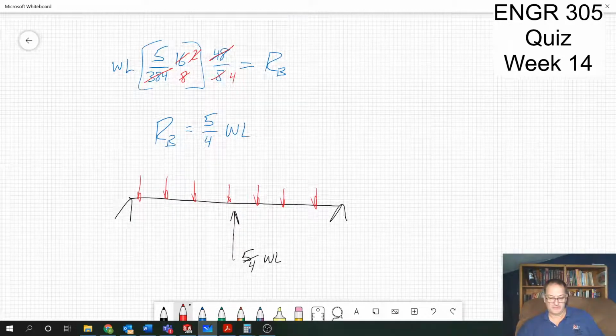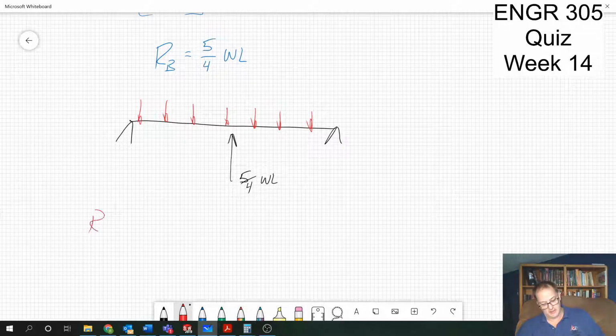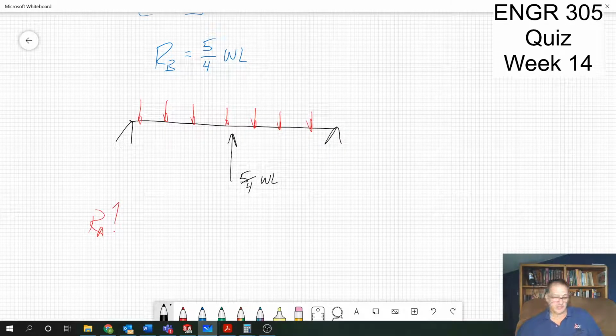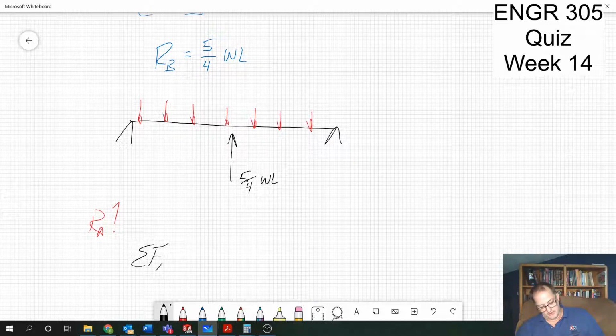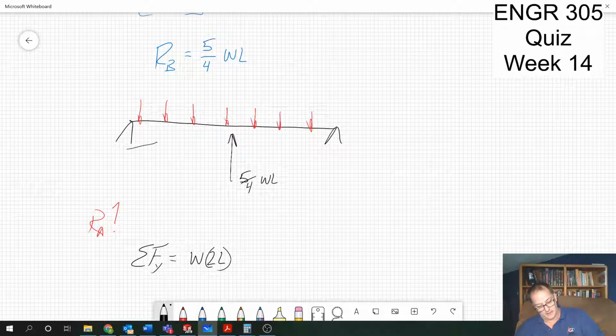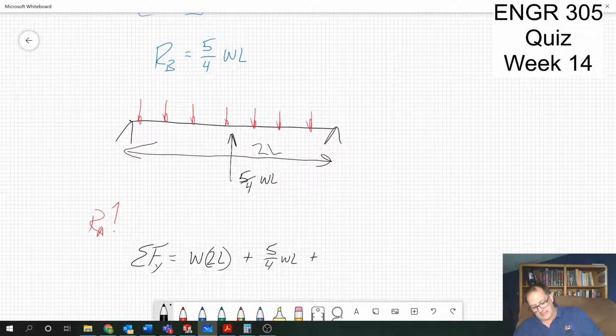Now I want to solve for the rest of it. I want to solve for the reaction at A. And that's a good thing to do. So I just do sum of the forces in the y direction are equal to, well, I've got the force down. What's that force down? Well, many of you might have thought it was WL, but the distance of the beam, remember, is 2L. So that's W times 2L, and then I've got a plus 5/4 WL, and then I've got a plus reaction at A plus the reaction at C.